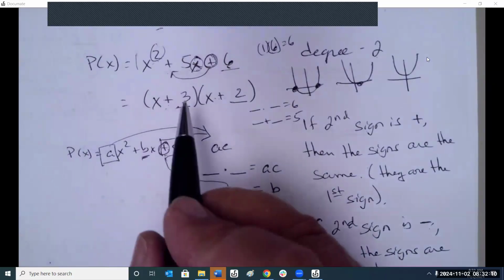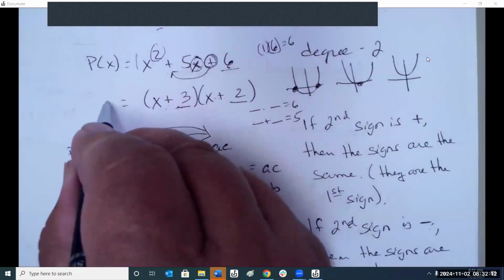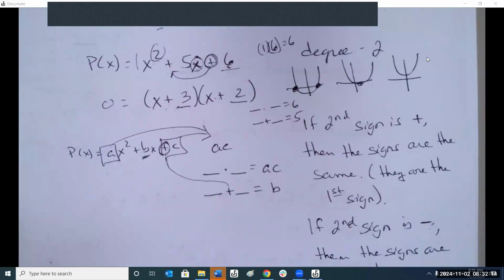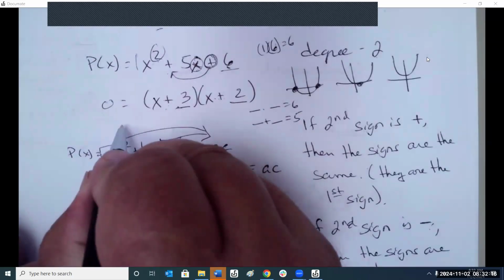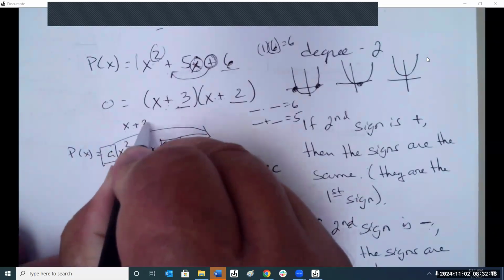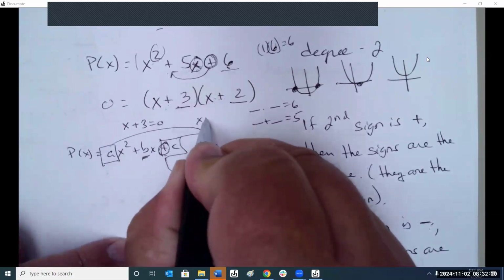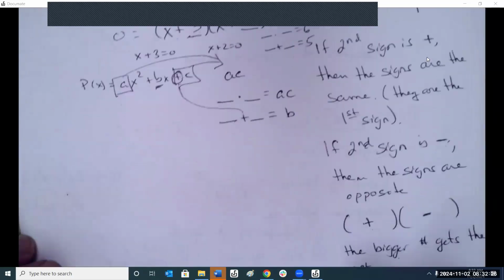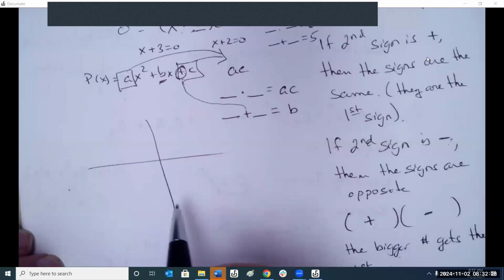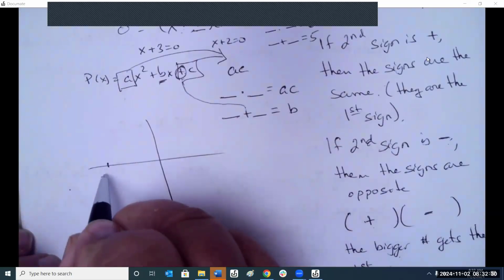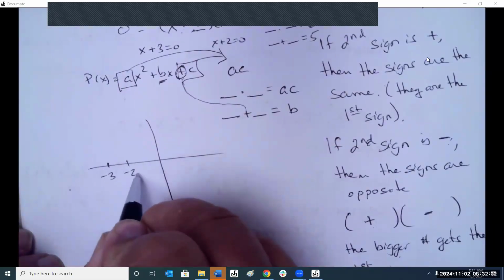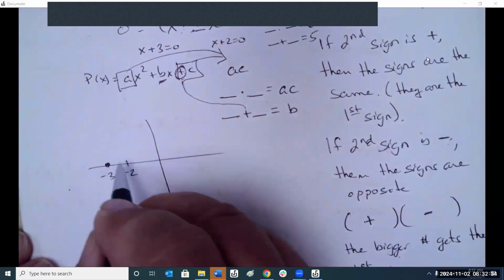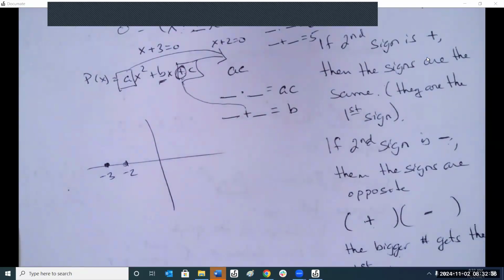Remember, when you're solving for these, because we're looking for the x-intercepts, set the equation equal to 0. So we're setting both of these equal to 0. And since it's inside the parentheses, it's always going to be the opposites. So we know in this equation, -3 and -2 are my x-intercepts. Those are my solutions.